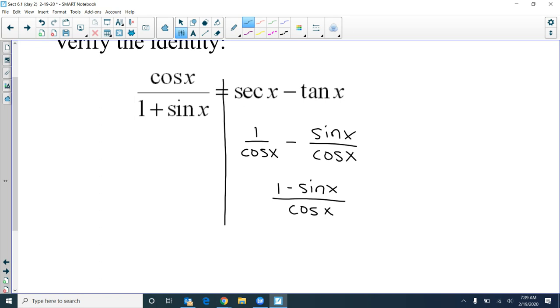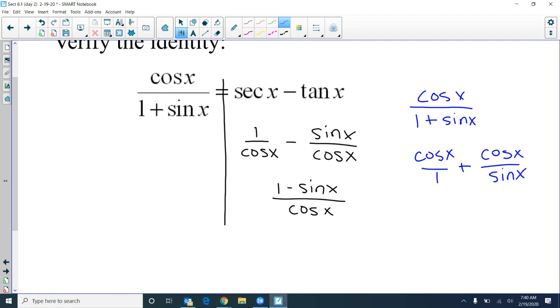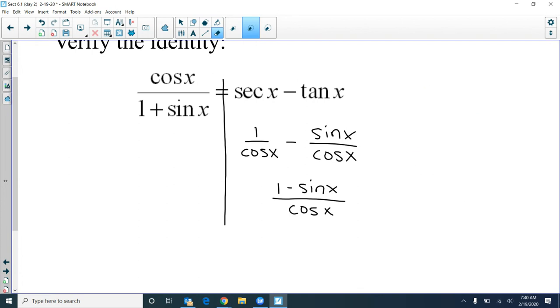Now remember, like on this left-hand side, we talked about it yesterday, you cannot split up a fraction that has a binomial in the denominator. You cannot take cosine of x over 1 plus sine of x and break that up as the cosine of x over 1 plus cosine x over sine of x. Absolutely cannot do that. All right, so that's not on the table. But I kind of gave it away.